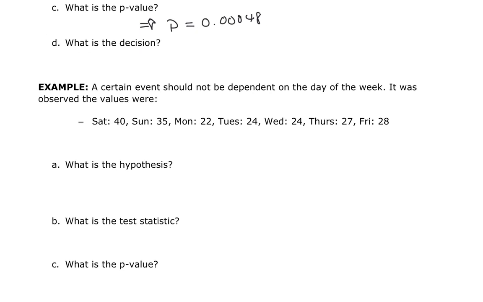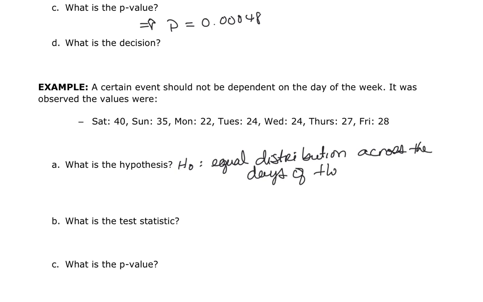Okay, so then again, here is the one where we had those numbers of people that came in during the week, and our H0 is that there's an equal distribution across the days of the week. And the HA is, of course, that they are not equal.